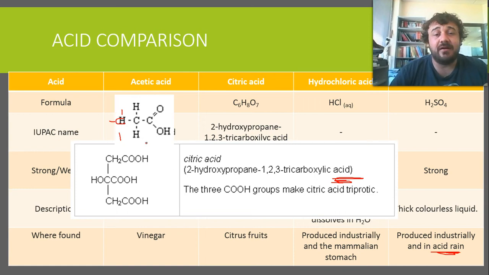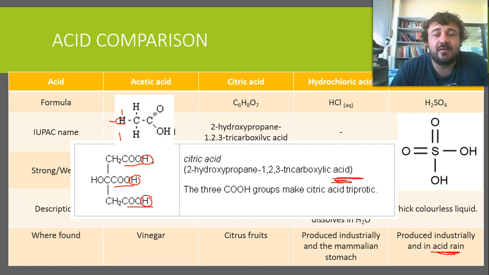Here is our citric acid, okay, and you've got the three. These are your carboxylic acids, and the three of them, the three carboxylic groups, means you have three protons to give off, and this is what makes it triprotic. And there's our sulfuric acid. That's what that looks like. We've actually seen quite a lot of hydrochloric acid, so I'm not too stressed about putting that up there.